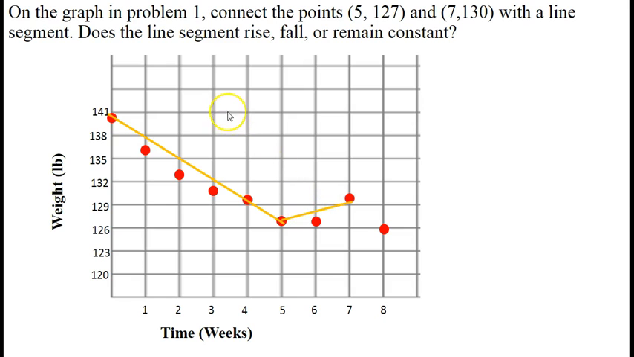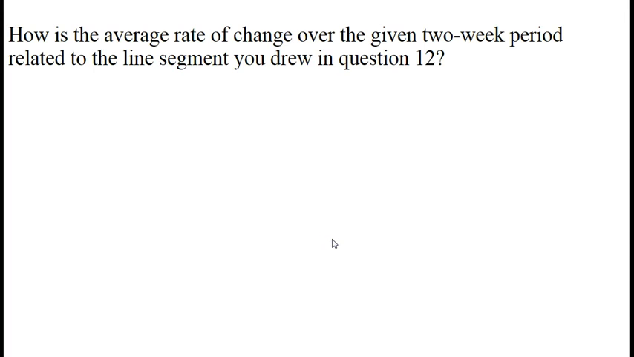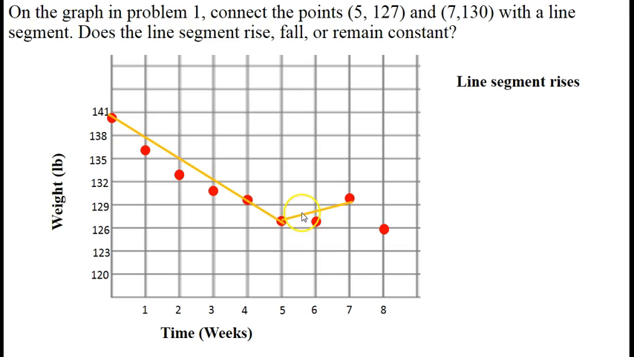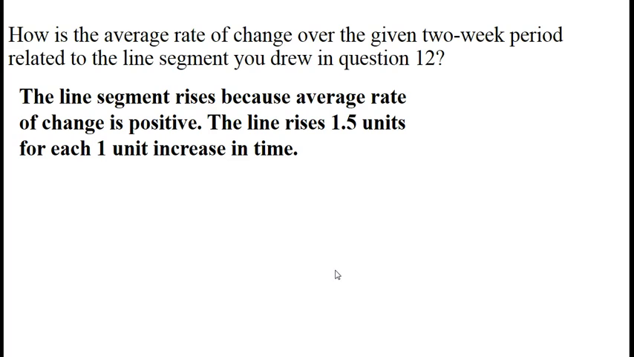So then it says on the graph in problem 1, connect the points 5, 127 and 7, 130 with a line segment. Does the line segment fall, rise, or remain constant? Because this is what we were just talking about. These are the 2 points we were just talking about, and obviously the line segment rises. So how is the average rate of change over the given 2-week period related to the line segment you drew in question 12? Well, the line segment rises because the average rate of change is positive. The line rises 1.5 units for every 1 unit increase in time. Look back at that. It rises 1.5 units for every 1 unit increase in time, which means that it rises.